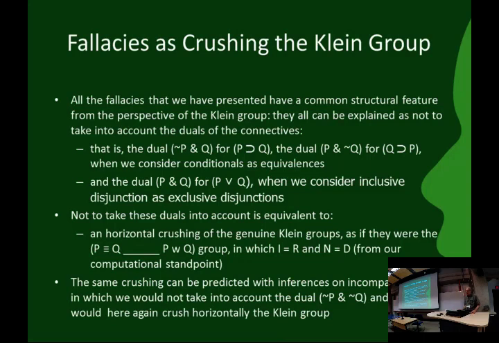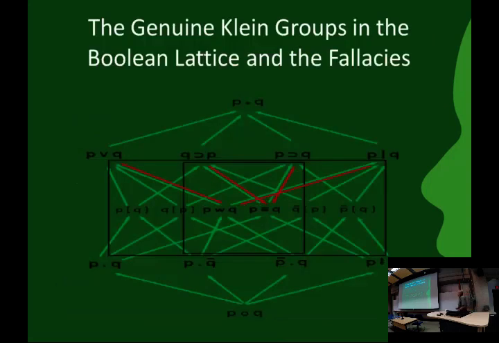So we cross the Klein group when we make the fallacies. Okay, that's the important idea. Here are the two Klein groups. This is the Boolean lattice I explained before. And these are the two Klein groups, the one of the conditionals and the larger one, the one of the disjunctions and incompatibilities. And doing the fallacies on conditionals, we cross this Klein group this way, and doing the fallacies on these two, thank God I have long arms, you make the same kind of crush with the other Klein group. Okay.